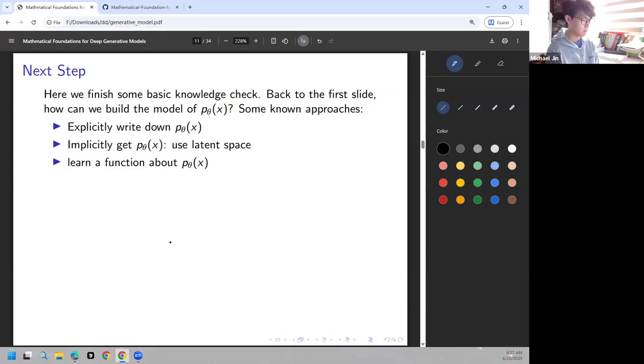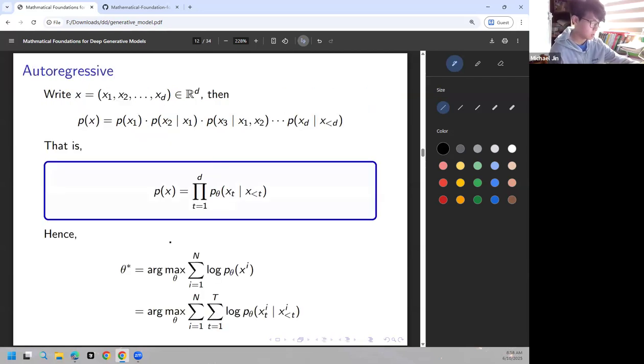We can also implicitly get P of theta, that is, use the latent space, or use a prior distribution Z that is from P of Z, which is a prior distribution, right? We use that to help us write down P theta of x. Or we can just learn a function about P theta of x, which is the score model. We learn the gradient of P theta of x, right, as the score, to learn which direction the sample should go when we are sampling from it.